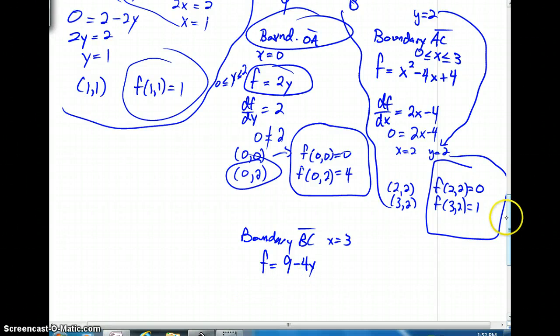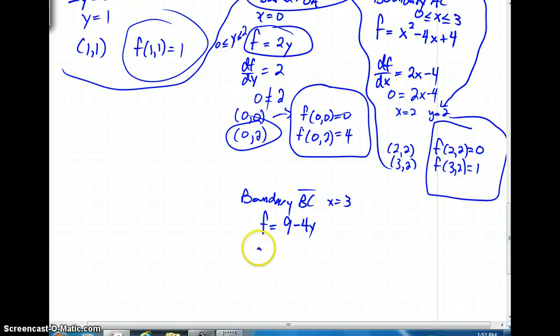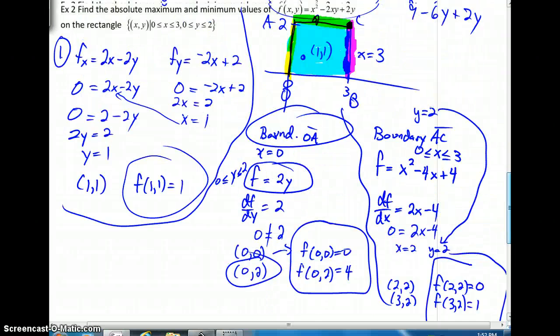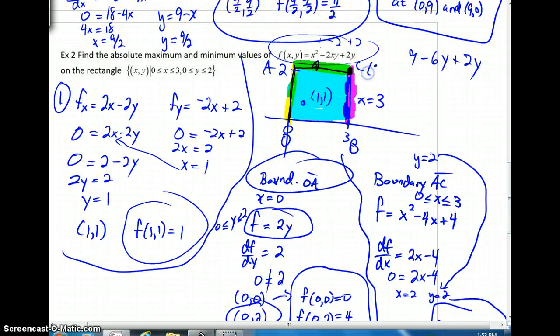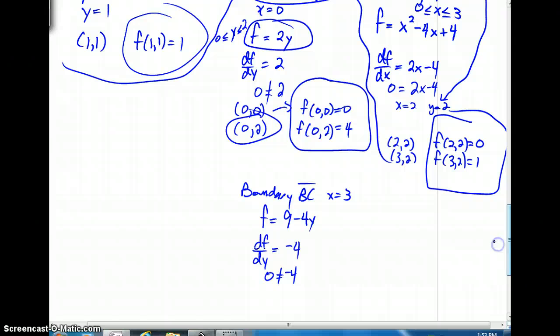Well, again, you can say, are there endpoints? Yeah, there are. Let's see what happens, though, as we just take a derivative. If my function is 9 minus 4y, taking a derivative with respect to y, you just get negative 4. And guys, there's no critical value of y that we need to investigate. We just have to look at endpoints on BC. And one of them we just did. We did (3, 2). (3, 2) is up here. What's the one corner point that we haven't talked about on BC? (3, 0). So I'm going to investigate what's happening at (3, 0).